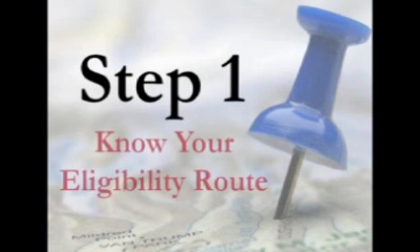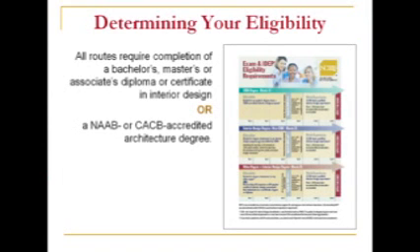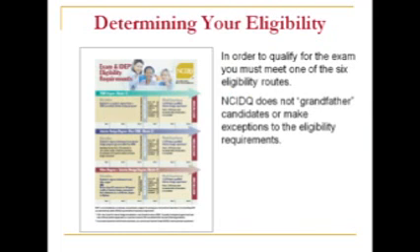Step 1. You must know your eligibility route before you can even begin the application process. All eligibility routes require completion of a certificate, diploma, or degree in interior design, or an NAAB or CACB accredited architecture degree. All candidates must go to accredited institutions and earn college credit for their education. There is a combination of education and work experience required for all eligibility routes, and NCIDQ does not make exceptions to the requirements. Candidates must fall within one of the 6 eligibility routes in order to qualify to sit for the exam.